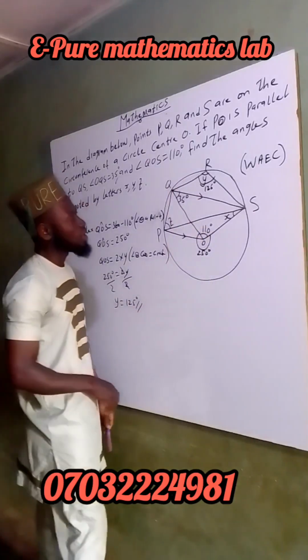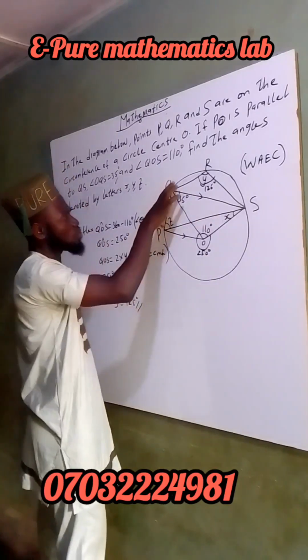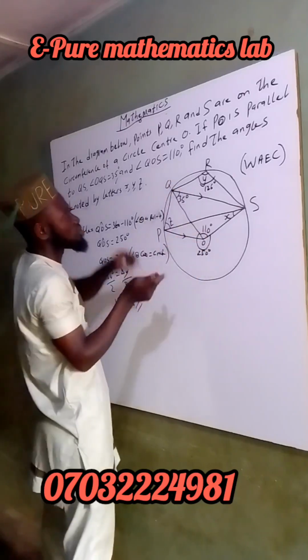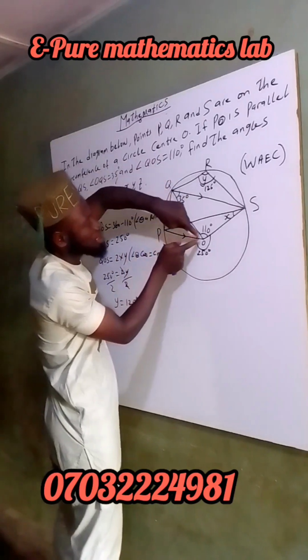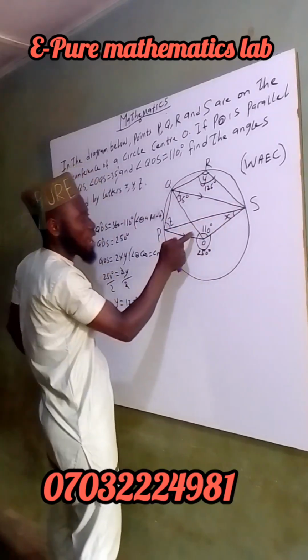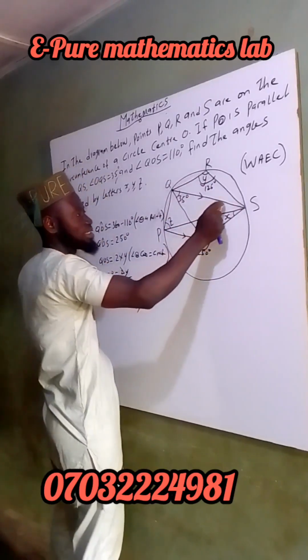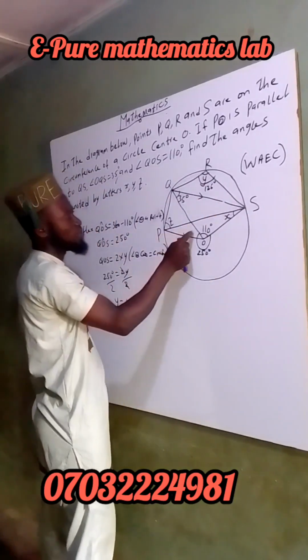Now what else can we find? Can we find the value of x? Yes. For the value of x, we have a chord PQ that is producing an angle at the center. At the same time, it's producing an angle at the circumference. Angle at this point is twice the angle at this point. But here I can find the value of x. How can I find it? Okay, I can find this place.